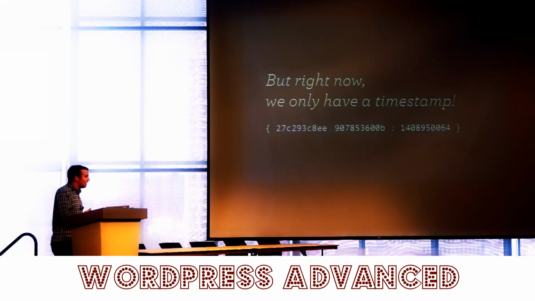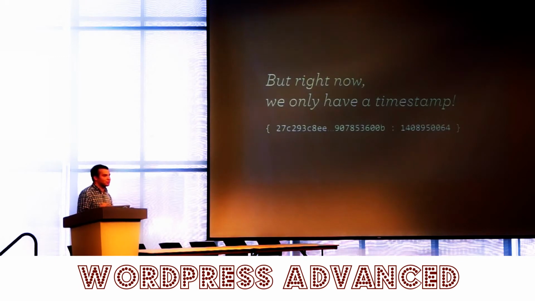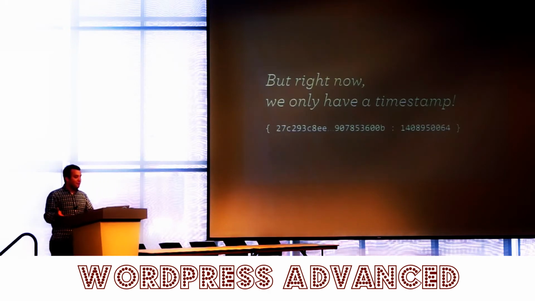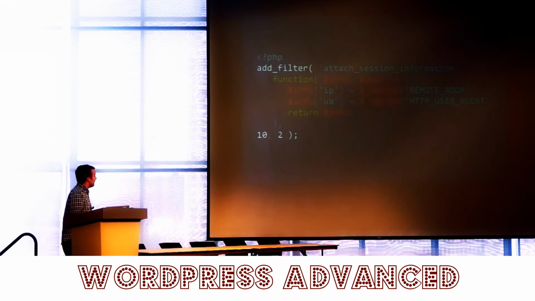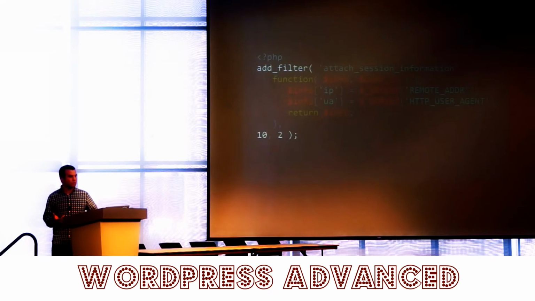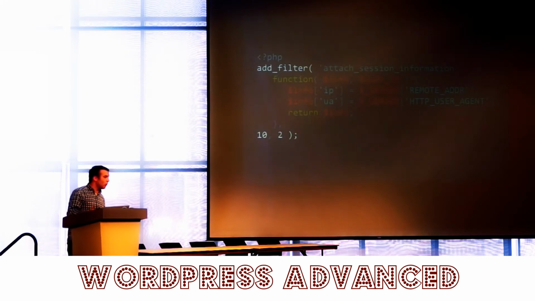So the problem is that right now all we're storing is this timestamp. We have this cool hash that's like 64 characters long, and I cut it down because it's too long. And then we have this timestamp, but that's not a whole lot of information. So what can we do beyond this? Well, we have this cool new filter called attach session information that we can use to say, by the way, when you're setting up a session, just attach the user agent and the IP address to it. Now, we didn't do this by default, although we could.